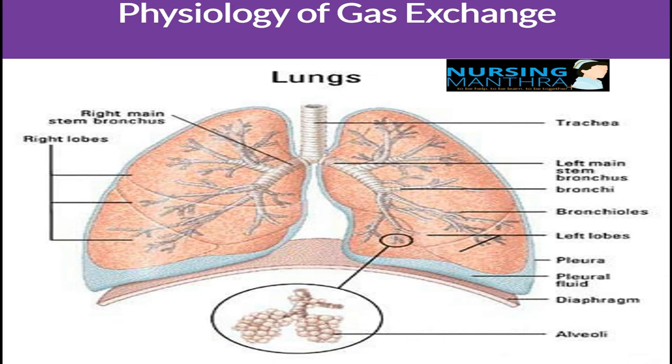A thin fluid layer, which is produced by the cells lining the pleura, lubricates the visceral and parietal pleura, allowing them to glide smoothly and painlessly during the respiration. So during the respiration, there will be lubrication between the visceral and parietal pleura. Blood flows through the lungs via the pulmonary system and the bronchial system.